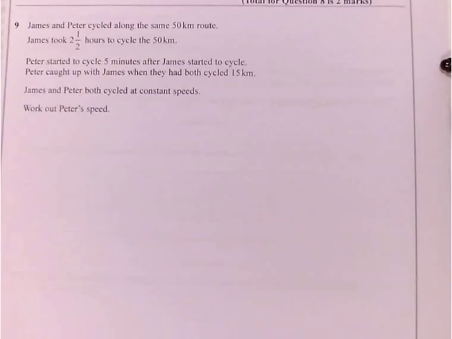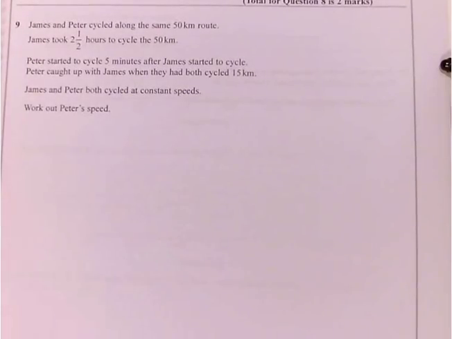Question 9. James and Peter cycled along the same 50-kilometre route. James took 2.5 hours to cycle the 50 kilometres. Peter started to cycle 5 minutes after James started to cycle. Peter caught up with James after they both cycled 15 kilometres. James and Peter both cycled at constant speeds. Work out Peter's speed.